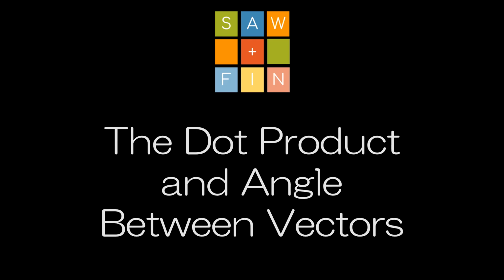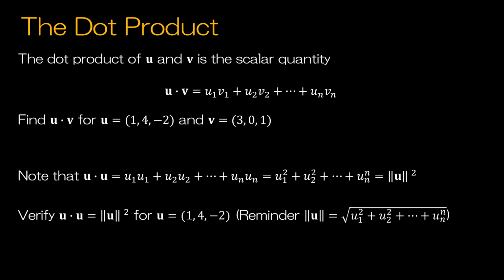The dot product and angle between vectors. We're now going to look at the dot product, and the dot product is a special kind of inner product. So we will be learning about different inner products in a little bit, but here we're going to focus specifically on the dot product and how it's useful for us. So the dot product of u and v, sometimes called the Euclidean inner product, is a scalar quantity. So when you get to the end, you're going to have a scalar, which is just one value.